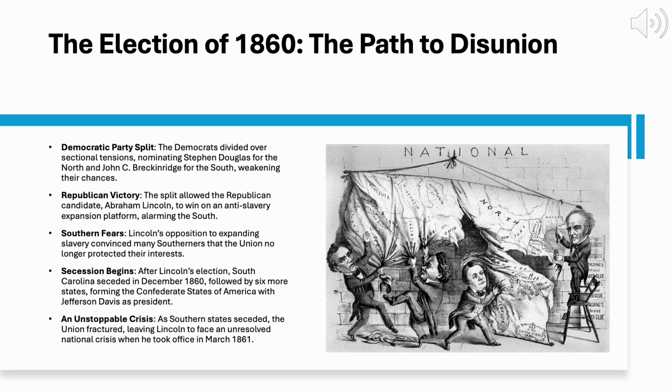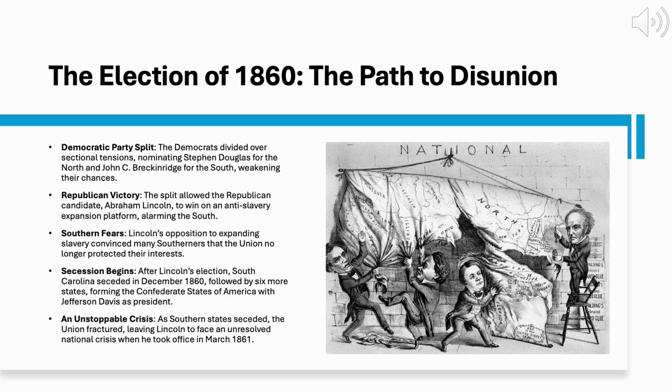of containing slavery's spread. The Republican Party's anti-slavery stance made Lincoln an unacceptable candidate to the South, where many viewed his election as a direct threat to the institution of slavery. Although Lincoln did not call for immediate abolition, his opposition to the expansion of slavery was enough to convince Southern leaders that their interests could no longer be safeguarded within the Union.